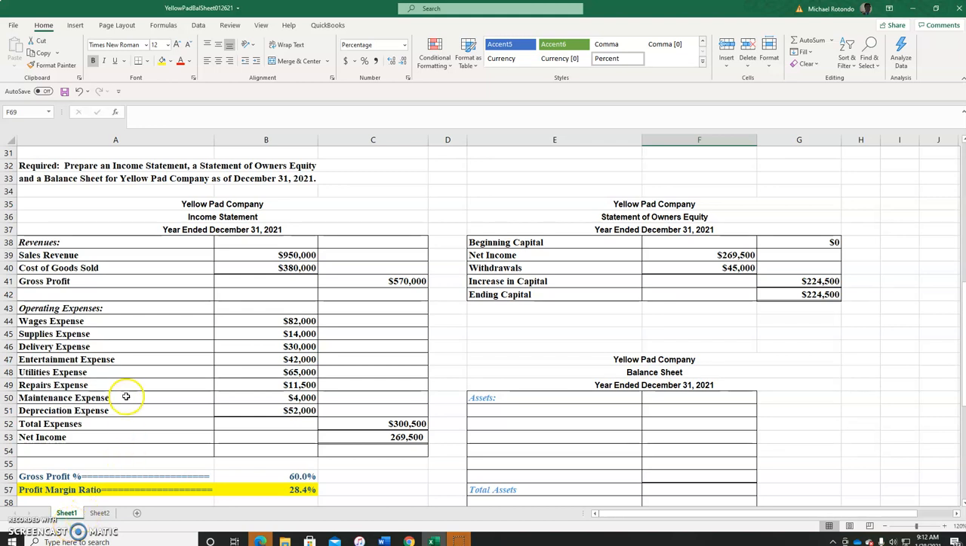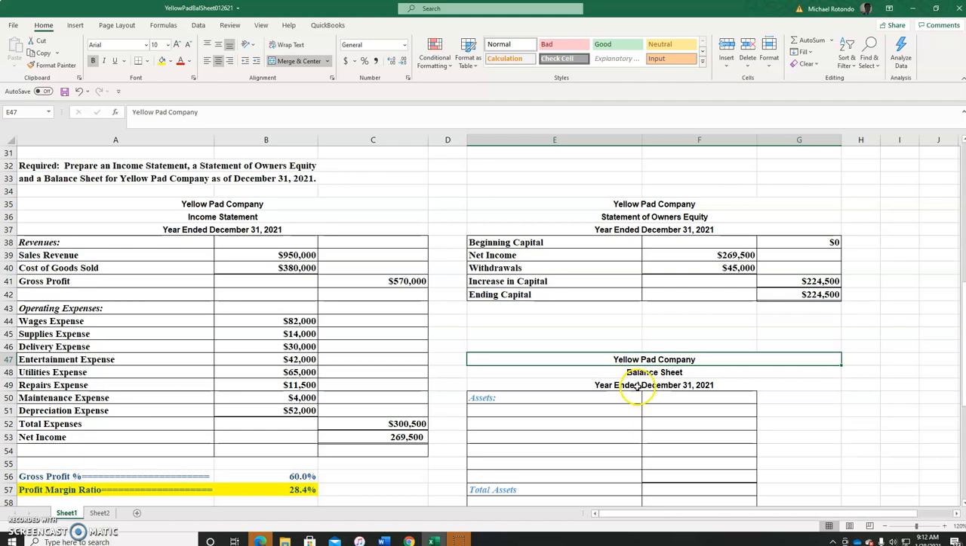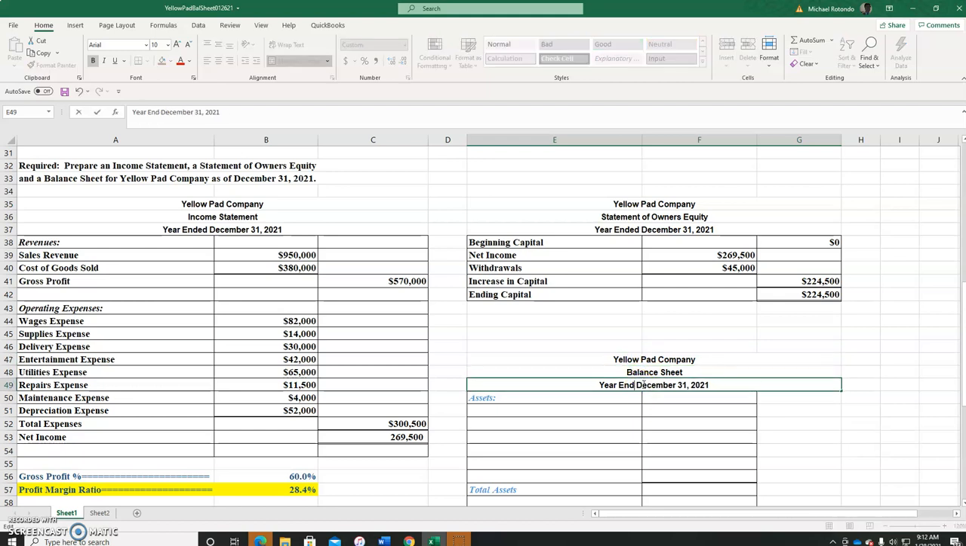Okay, so as you may recall, we did the income statement and the statement of owner's equity for Yellow Pad Company last time. We also did the gross profit percentage and the profit margin ratio. And now it's time to look at the balance sheet. The balance sheet shouldn't be year-ended. The balance sheet should only be for a specific day. Even though it's usually done with the other statements, it's really just a snapshot.